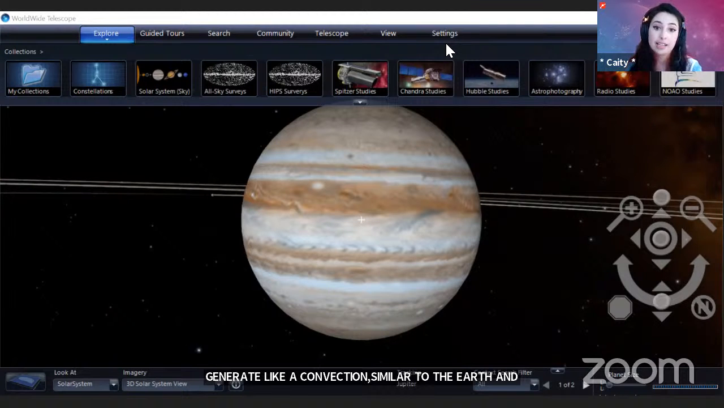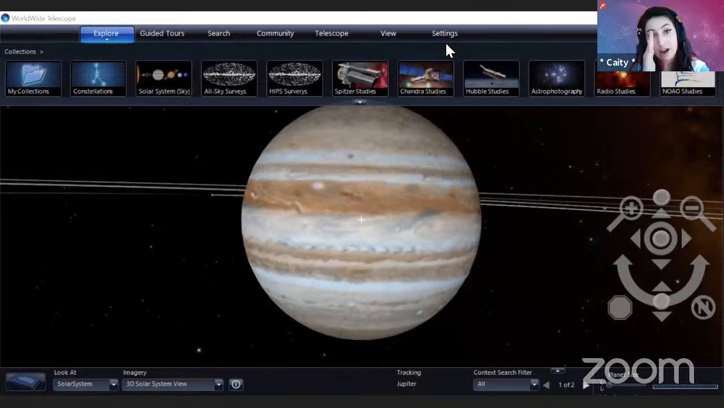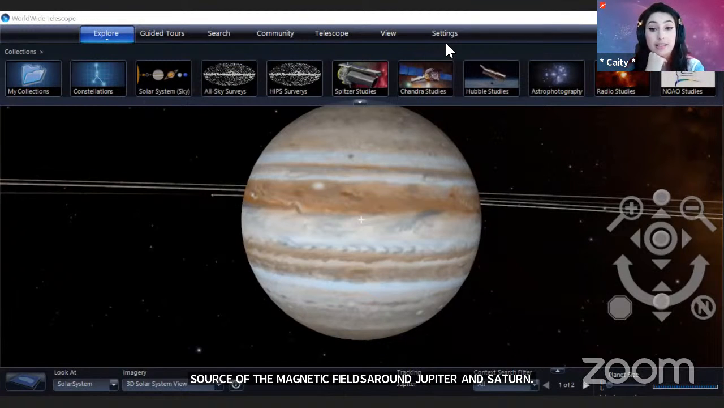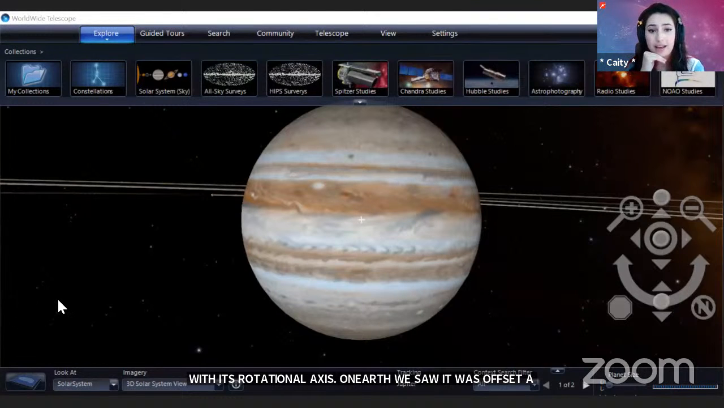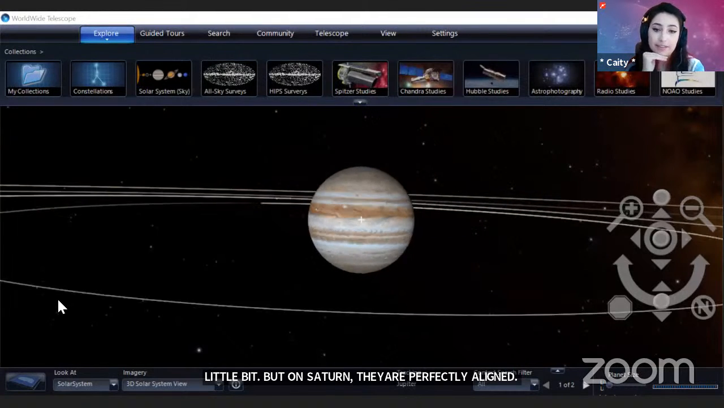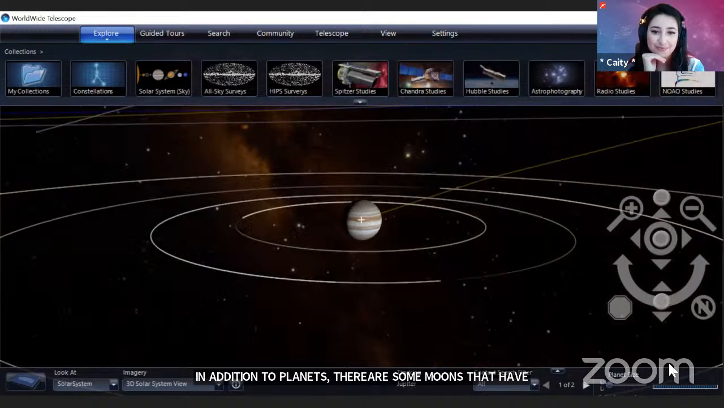Saturn in particular has a magnetic field that is lined up nearly perfectly with its rotational axis. So on Earth, we saw that it was offset just a little bit, but on Saturn, they're perfectly aligned. And in addition to planets, there are some moons that have magnetic fields as well. Some of them around Jupiter. Ganymede, I believe, has a weak magnetic field, but we'll have to do that for another show.